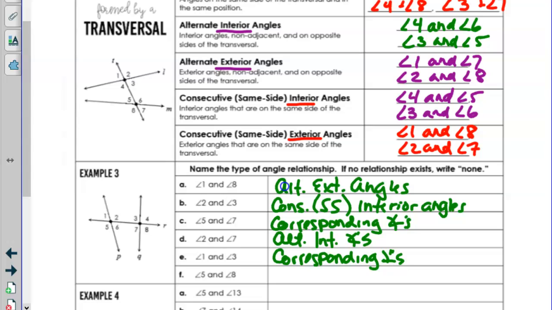How about 5 and 8? Consecutive. That's Sheldrick, go for it. Sorry. Consecutive. Exterior. Very good. Consecutive or same side exterior angles.